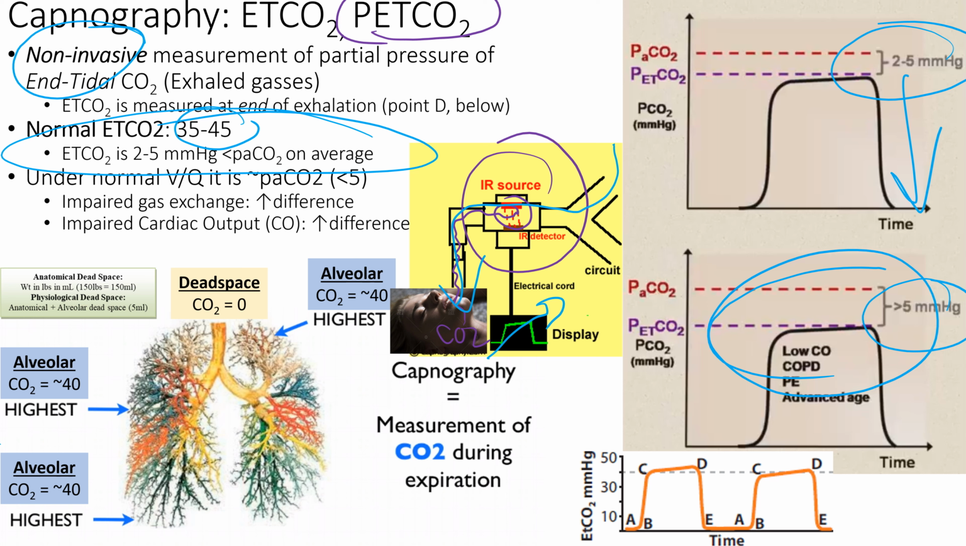Okay, so under normal VQ, so VQ is what, if we have good ventilation, good perfusion, we're going to have a difference of less than 5, right? But impaired gas exchange, more difference. Impaired cardiac output is another important reason for end-tidal CO2, right?